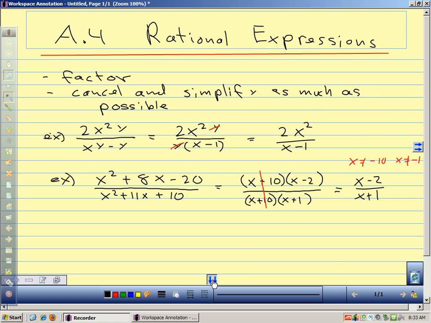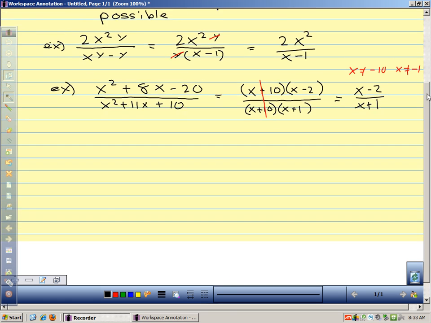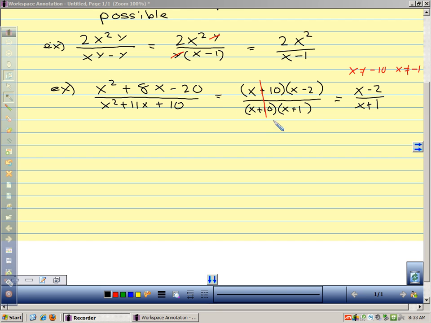All right, let's look at another example. So factor and simplify as much as possible. Pay attention to your domain. Let's look at a multiplication problem. 4y minus 16 divided by 5y plus 15.